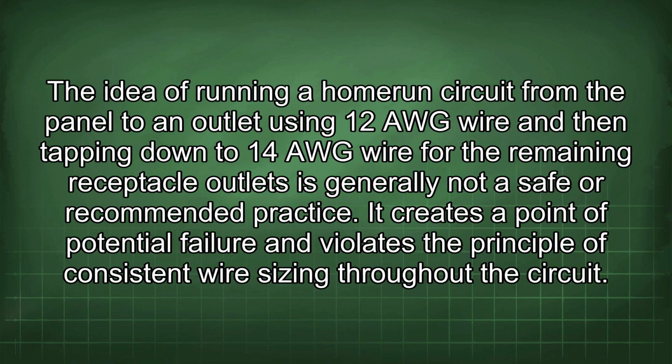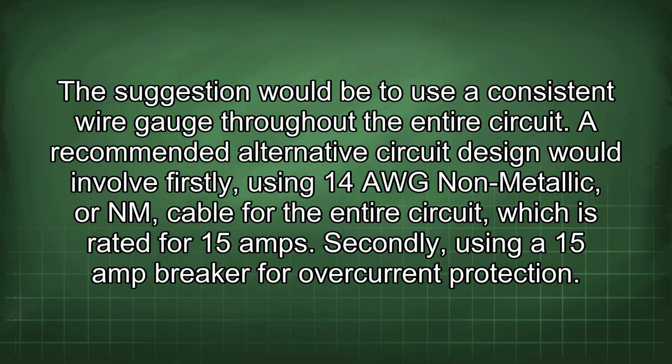The idea of running a home circuit from the panel to an outlet using 12 AWG wire and then tapping down to 14 AWG wire for the remaining receptacle outlets is generally not a safe or recommended practice. It creates a point of potential failure and violates the principle of consistent wire sizing throughout the circuit. The suggestion would be to use a consistent wire gauge throughout the entire circuit.